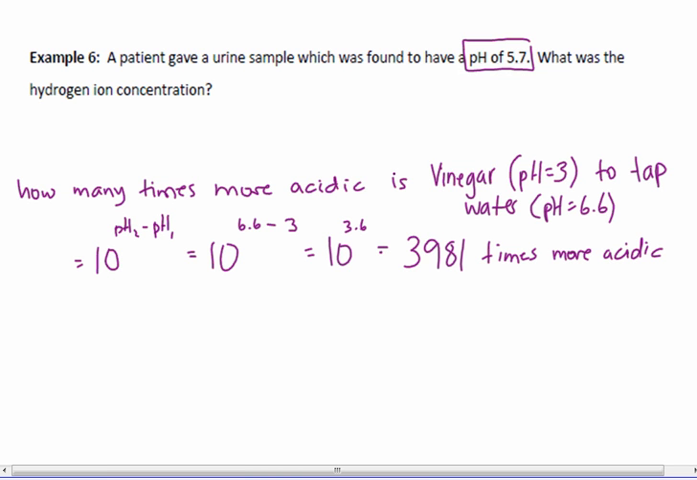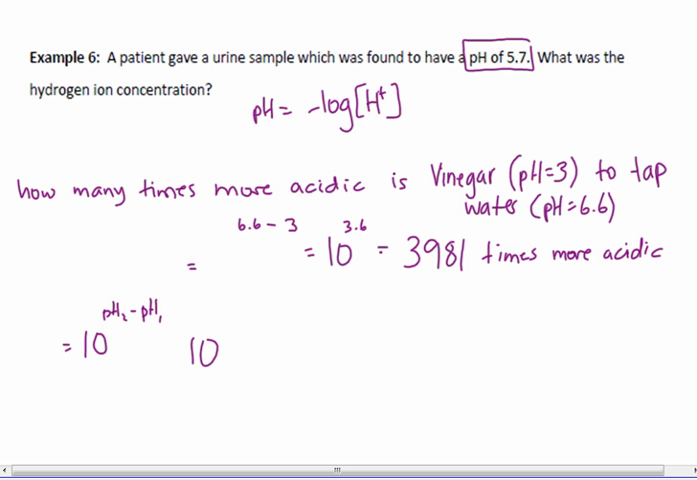Okay, one more question. It says a urine sample has a pH of 5.7. What was the hydrogen ion concentration? So our formula, which they gave us, was pH equals negative log of our hydrogen concentration, right? No, I did that wrong. pH equals negative log. Thank you. No one told me. Okay. Should we take our time? Sorry, am I rushing this?